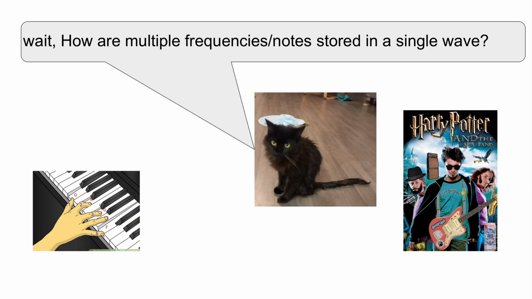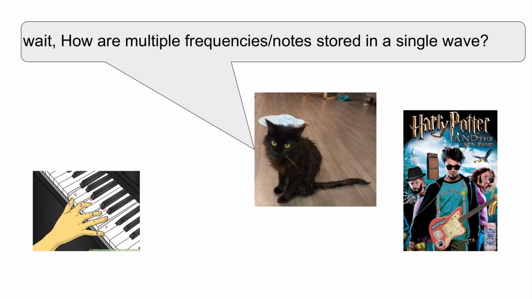So next question. How are multiple frequencies or notes stored in a single wave? I also found this kind of interesting. Someone plays a piano chord, but it's a single wave. How does that work? Shouldn't it be multiple waves or something?